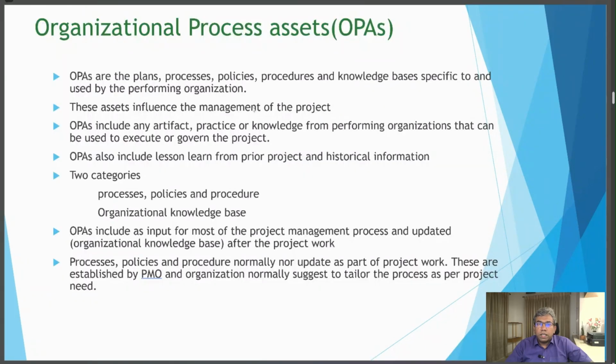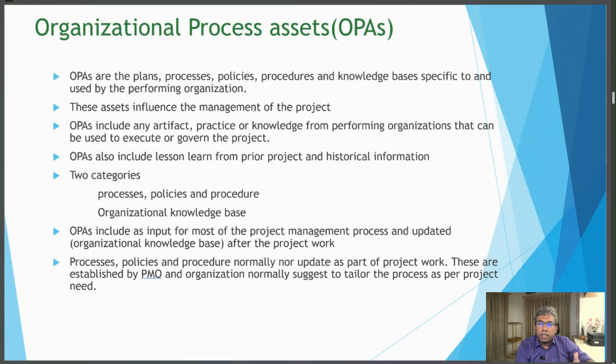Organizational process assets are the plans, processes, and procedures which come from and are used by the performing organization. They normally have some influence on the project. Normally they include documents, practices, or knowledge information from your prior projects, which can be used in your current project. Those principles come as historic information from your organization, and that can be considered organizational process assets. Okay, so there are two categories of organizational process assets. One is process, policies and procedures. The second is the organizational knowledge base.